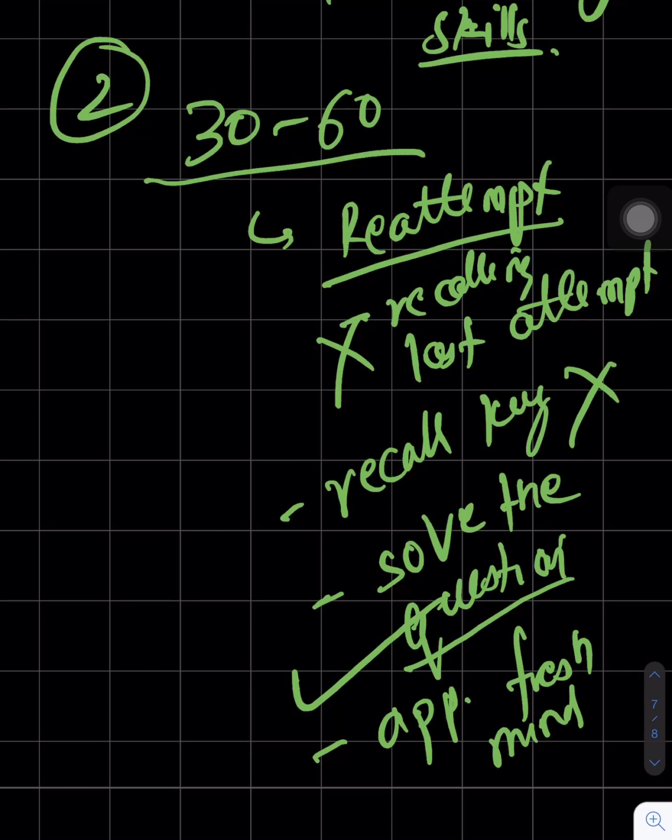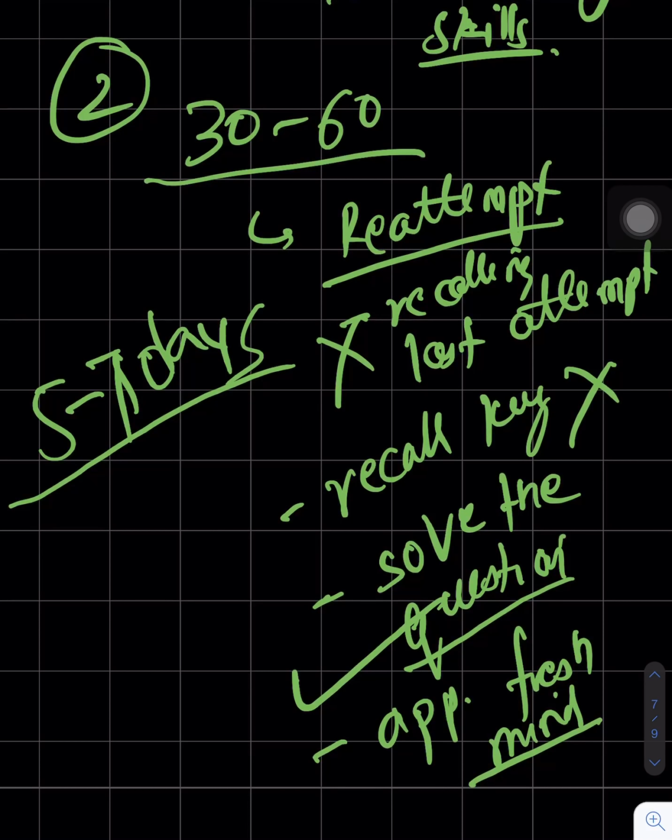So the second time, you solve the question after usually a gap of 5 to 7 days. So if you're writing a simulator test on Sunday, then next Sunday or Monday you write another test. You attempt the paper and see how much you are scoring.